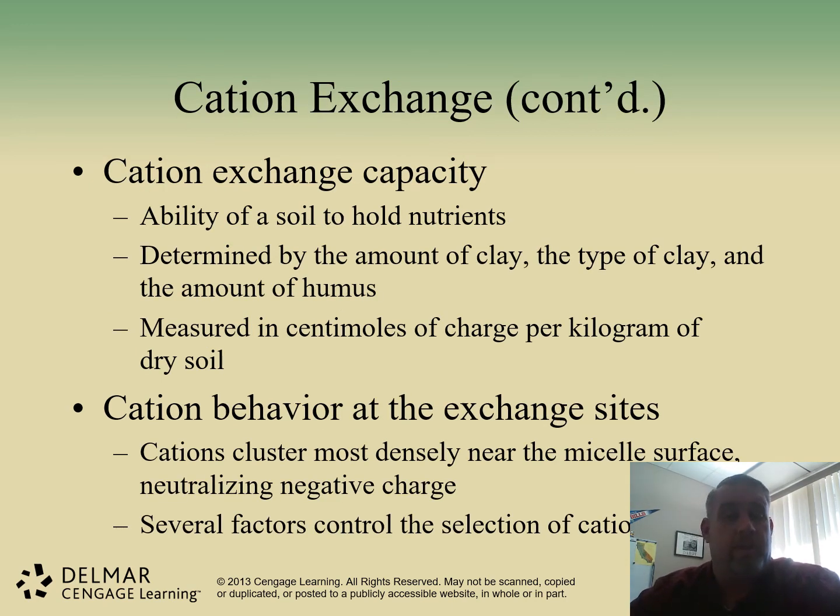So, like I said before, the cation exchange capacity is the ability for a soil to hold a nutrient, and this is determined by the amount of clay, the type of clay, and how much humus is within the soil. We're not going to do a ton of work with this, but it is measured in centimoles per kilogram within the dry soil. And this is something that is fairly advanced in the soil science department, but understanding that this is how these nutrients are moved within the soil is very important to understand.